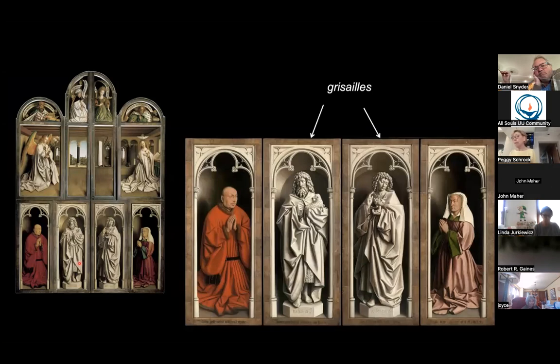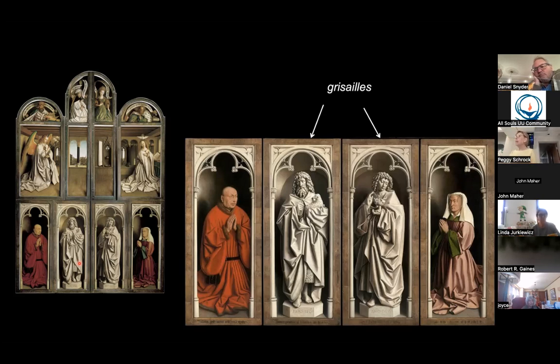Now, this is today. So we have the two donors on the outside, Jodocus Vede and his wife, and he is a very important official of the city. And in between them, really interestingly, are these two sculptures of the two St. John the Baptist and young St. John, and they are painted in grisaille.